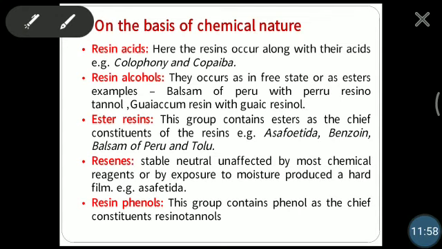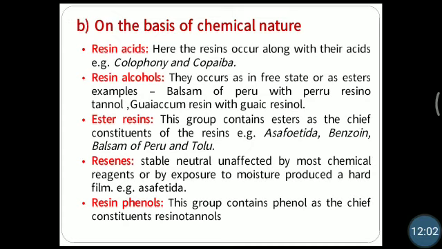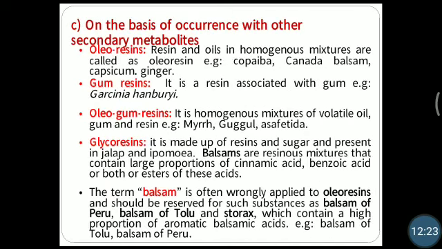Then resenes. They are stable, neutral, unaffected by most chemical reagents or by exposure to moisture, and produce a hard film. For example, asafoetida. Resin phenols. The name itself suggests that this group contains phenol as a chief constituent. Resinotannols. Next classification is on the basis of occurrence with other secondary metabolites.